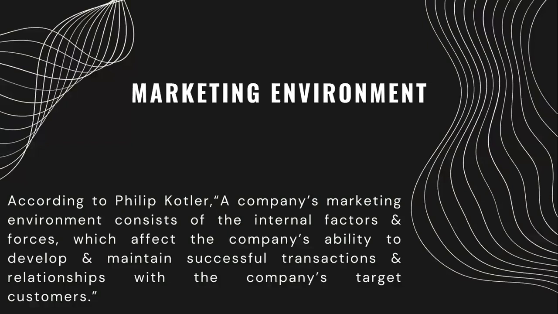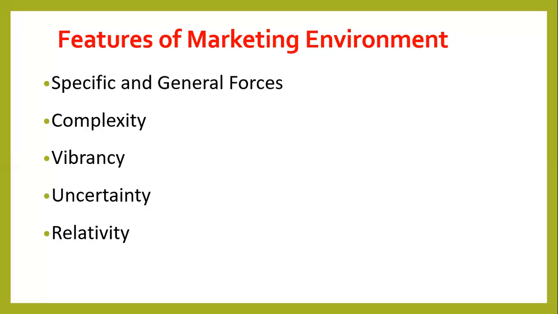Now coming to the definition of marketing environment. According to Philip Kotler, a company's marketing environment consists of internal factors and forces which affect the company's ability to develop and maintain successful transactions and relationships with the company's target customers. So this is the definition given by Philip Kotler. Now, what are the main features of marketing environment? These are the main features: specific and general forces, complexity, vibrancy, uncertainty, and relativity.